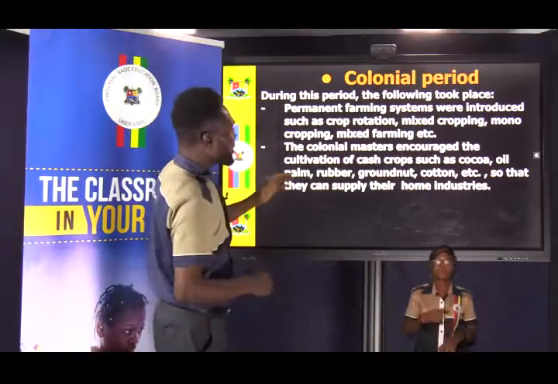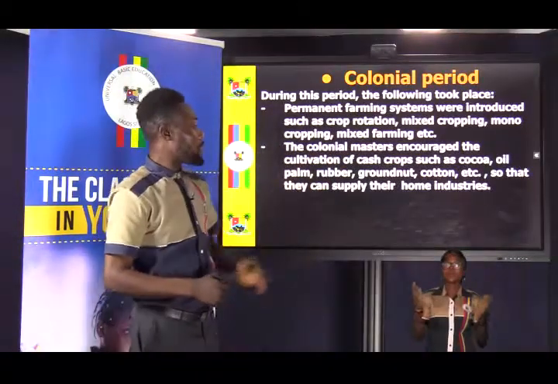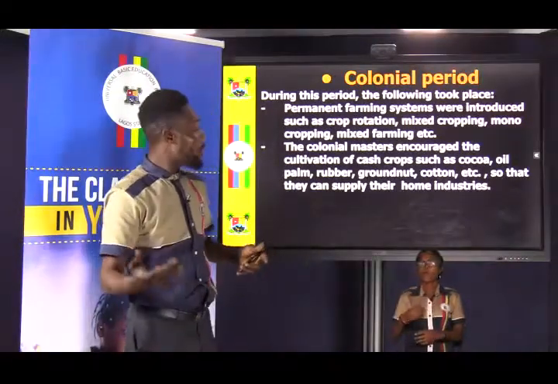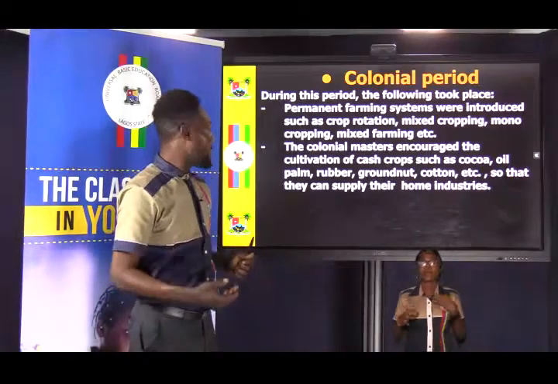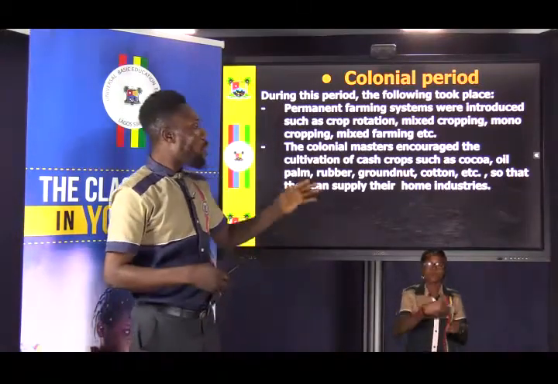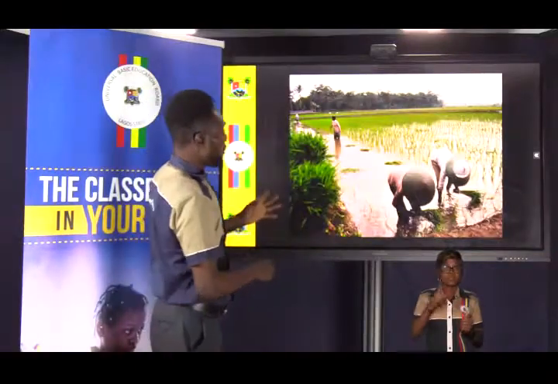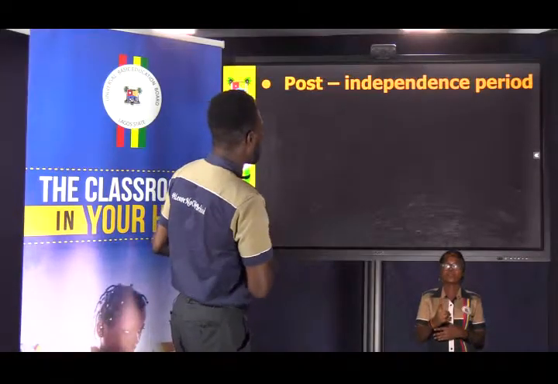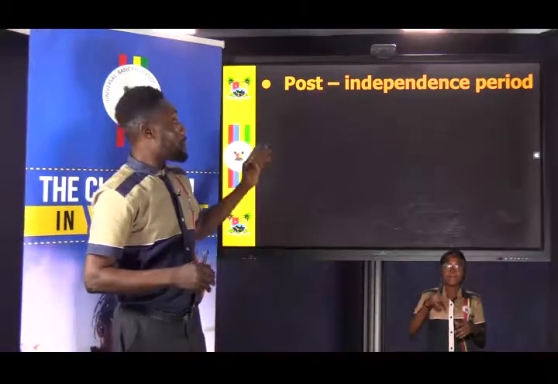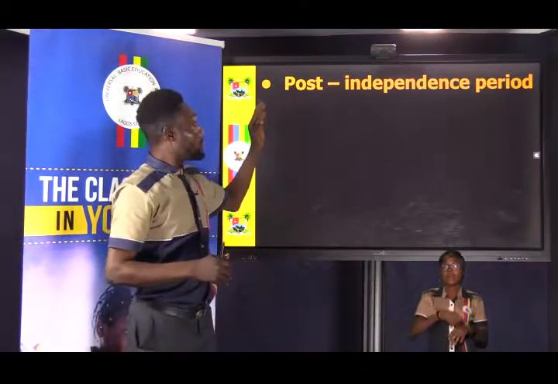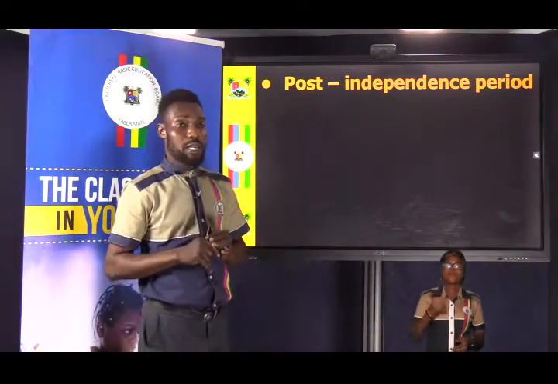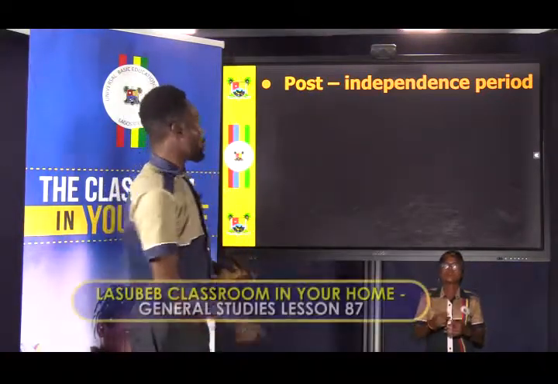So the colonial masters encouraged the cultivation of cash crops such as cocoa, oil palm, rubber, groundnuts, cotton, so that they can supply their home industries. You can see this period, just a picture to show colonial period. Now moving on to the next stage. Don't forget, I've talked about pre-colonial period, colonial period, and now to post-independent period. That's the third stage of historical development of agriculture in Nigeria.